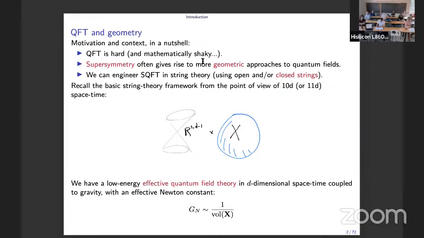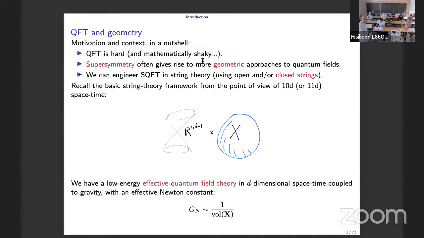In string theory, we can often engineer supersymmetric quantum field theories using both open and closed strings. In this talk, I will focus on what is often called geometric engineering of supersymmetric field theories, which is when we use the closed string sector to engineer gauge fields and quantum field theories in general.